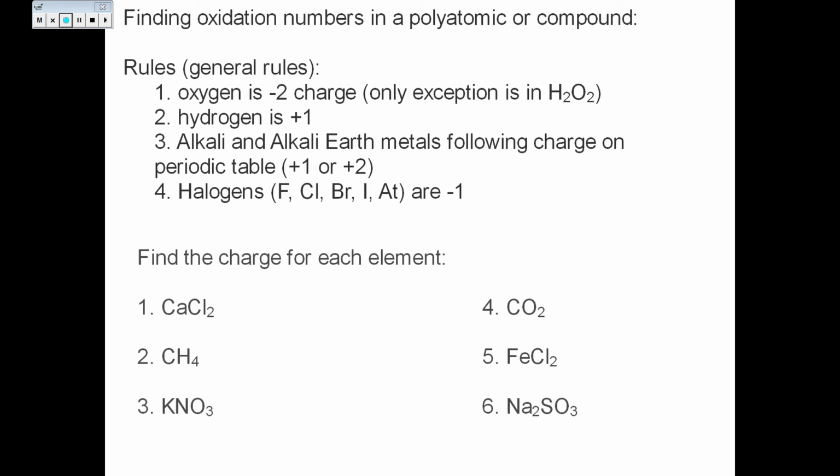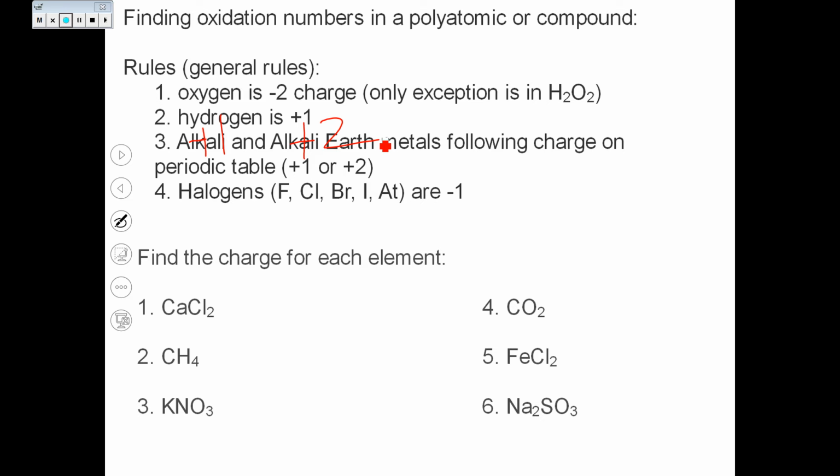Hydrogen is going to be +1. Alkali and alkaline earth metals are going to be +1 or +2. Alkalis are +1, alkaline earths are +2, and the halogens are going to be -1.